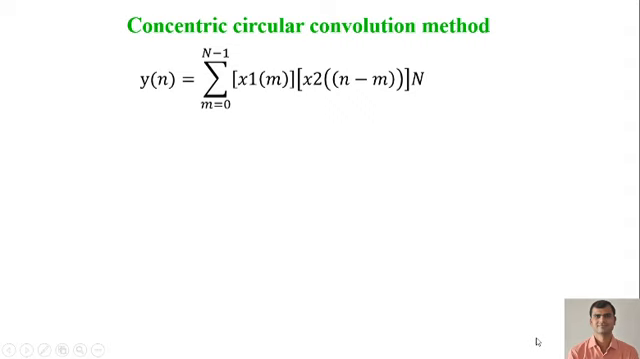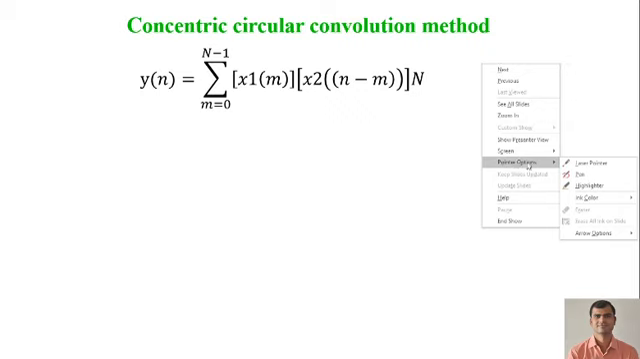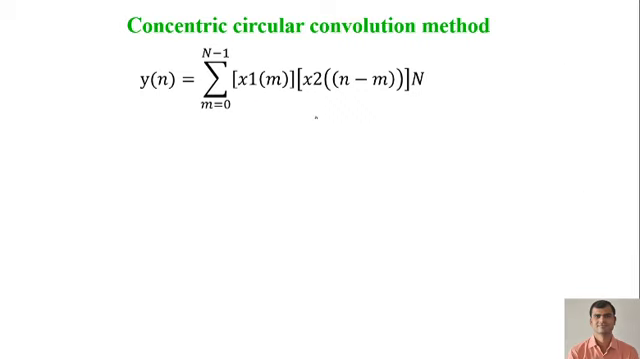by the formula: summation for m equals 0 to N minus 1 of x1 of m times x2 of n minus m, for the period of N. Let me take the pointer option so it will be more clear to you. This is my one sequence and this is the second sequence. In the second sequence, we are going to use the circular shifting property.